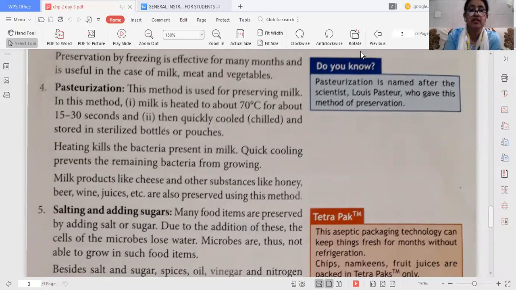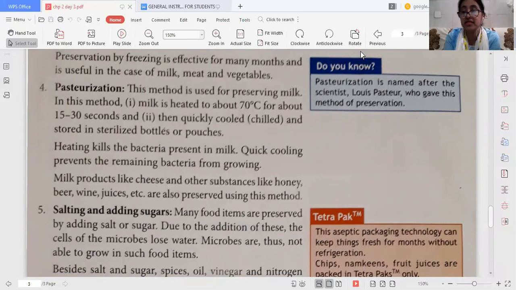Now, in this method, the milk is first heated at high temperature for 15 to 30 seconds, and then quickly it is cooled. When it is heated, whatever microbes are present, they will be killed. Suppose a few remain there, then when it is quickly cooled or chilled, whatever microbes are there, they will become inactive. Again, I will repeat.